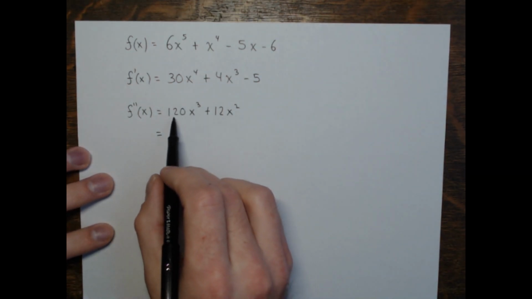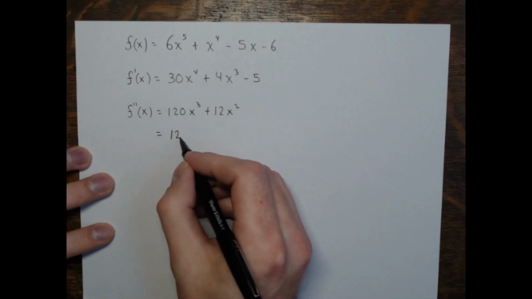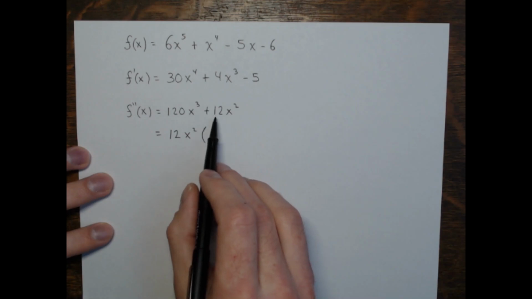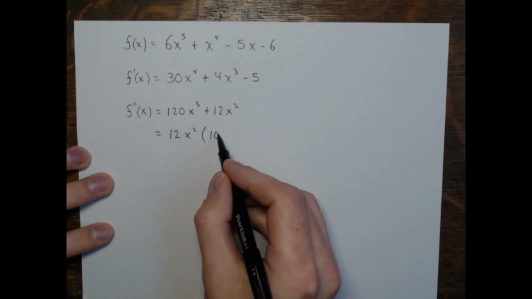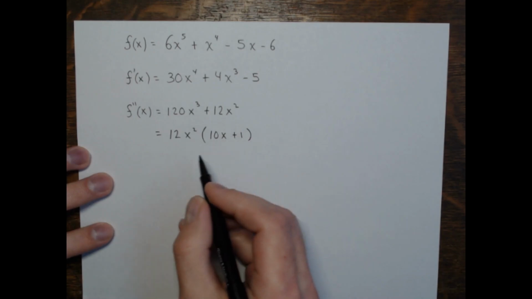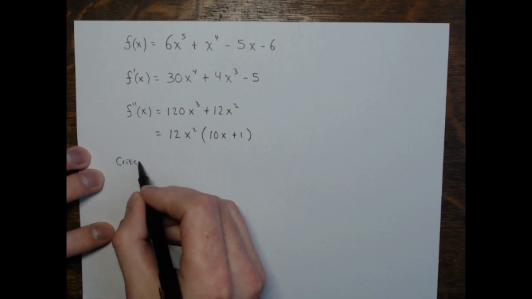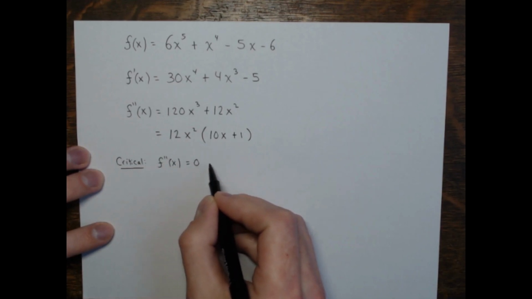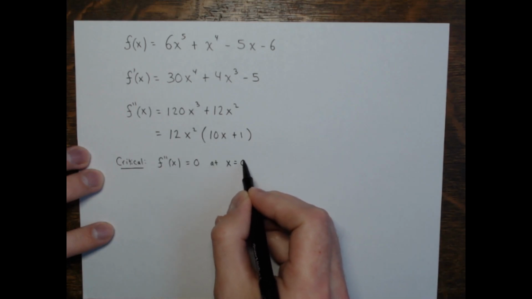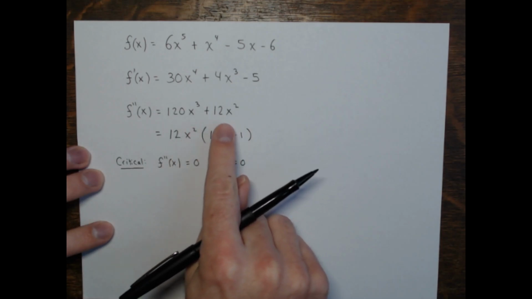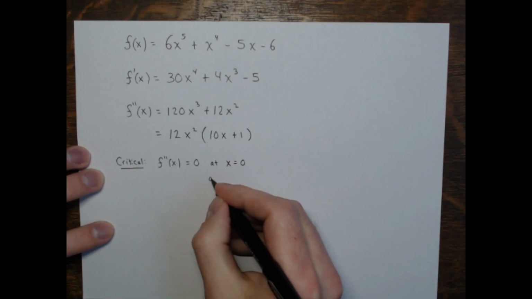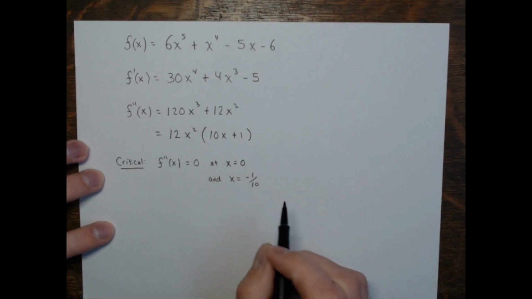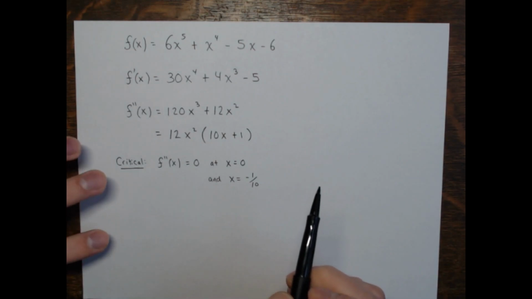And make it nice and easy on myself. I see how we can easily factor this, right? They both have a common factor of 12x squared. And if I pull out a 12x squared from each of these, the other factor would be 10x plus 1. So my critical values in this second derivative will be 0 at x equals 0, right? Because the one factor is x squared here. Clearly, if x were 0, this would be 0. And at x equals negative 1/10. That makes this 10x plus 1 factor 0.